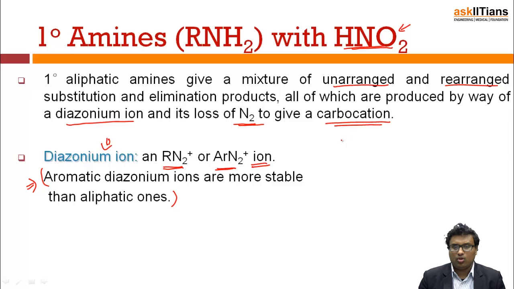So now what is a diazonium ion? For example, you have this: ArN2+ is actually your aromatic diazonium, and if you have CH3CH2N2+ or RN2+, this is your aliphatic diazonium.